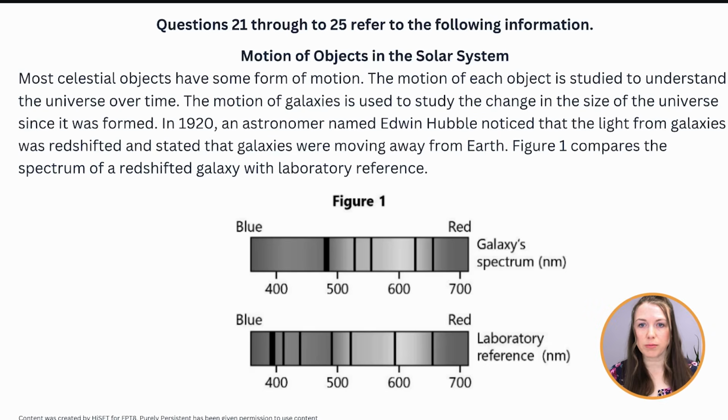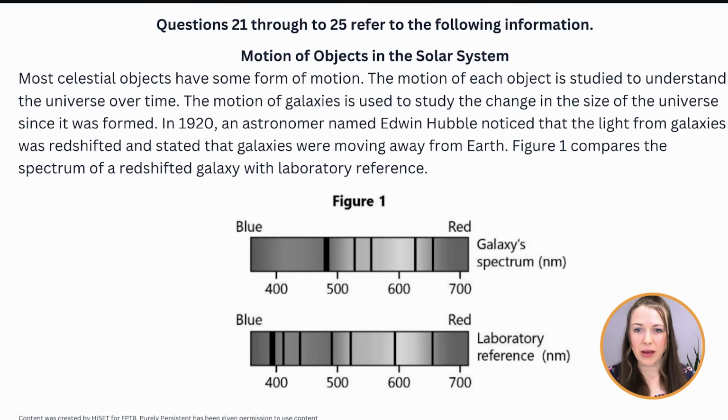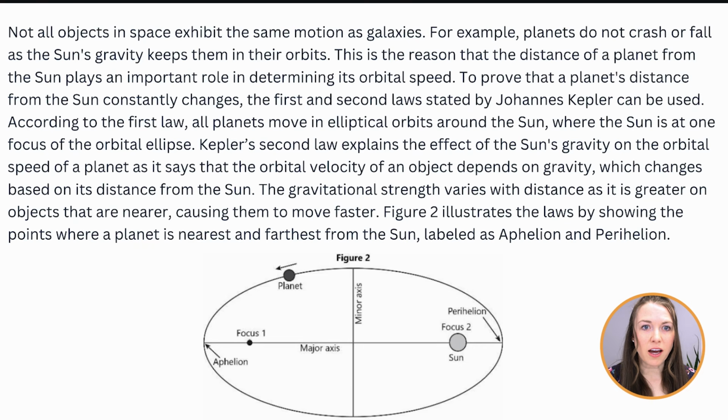So before we even get started, let's take a look and see what we're reading about. It says motion of objects in the solar system. And notice right here, it says most celestial objects. Celestial means space, something that is in space or relating to the sky or space. We've got two images here, and it looks like we're dealing with spectrums, with light. So we have blue and red, and they look pretty much the same. Even the light in the middle is the same, but the lines are different. Not all objects in space exhibit the same motion as galaxies.